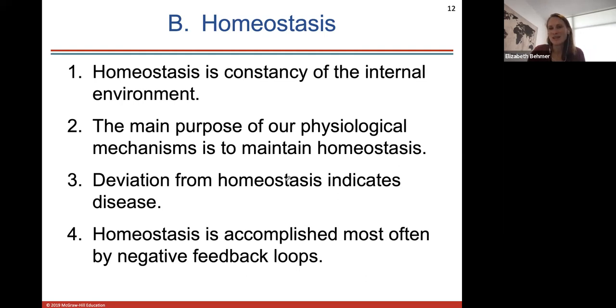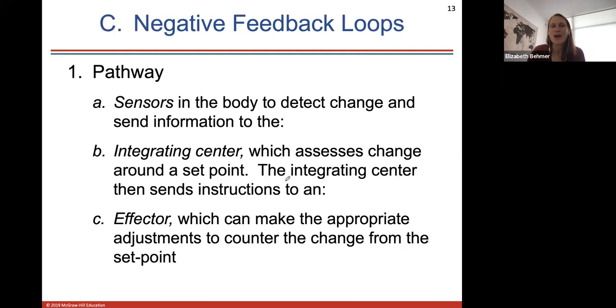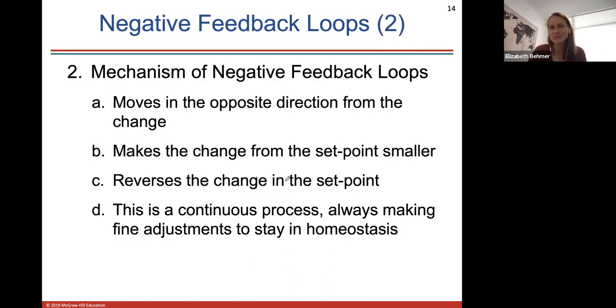And most homeostasis is accomplished by negative feedback loops, where we have a sensor in the body that detects a change that's out of normal range. That sensor would send that information to the integrating center, which will assess the change around the set point. The integrating center then sends instructions to some sort of effector, which will try to make an appropriate adjustment to reverse the change back to the set point, or back to normal.